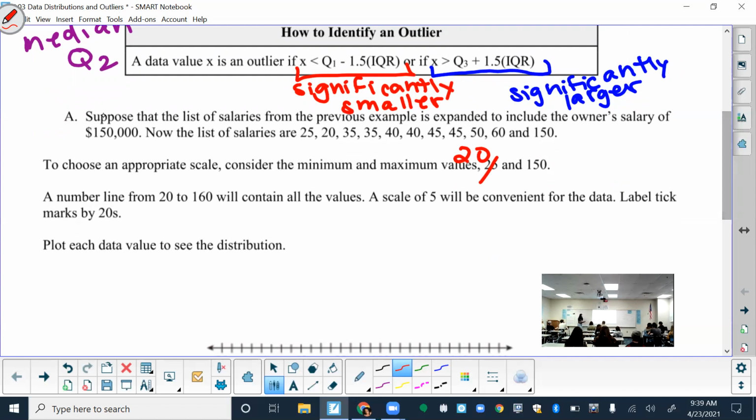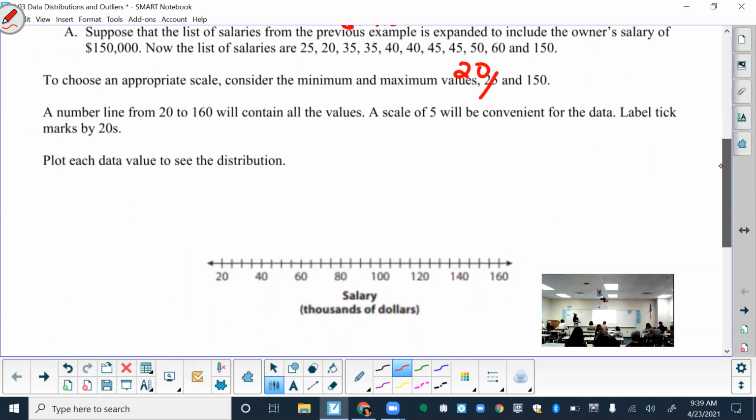So all you have to do for this part is plot these data points on this number line. Take like 30 seconds and do that. Plot each point on your number line right there. So we have 25, 20, 35 twice, 40 twice.